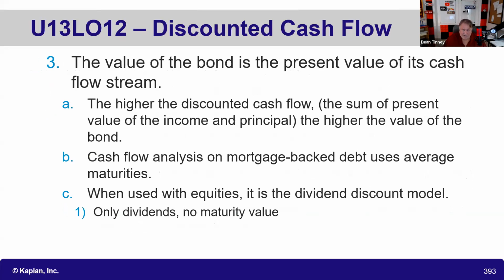So the value of the bond is the present value of its future cash flow, which is why we're doing the math. The higher the discounted cash flow, the higher the value of the bond. For cash flow analysis on mortgages, we don't have set payments because people refinance and move, so on mortgages we use whatever the average maturities are. With equities, it's called the dividend discount model. And remember, stocks don't mature, so that payment cash flow goes on and on and on.